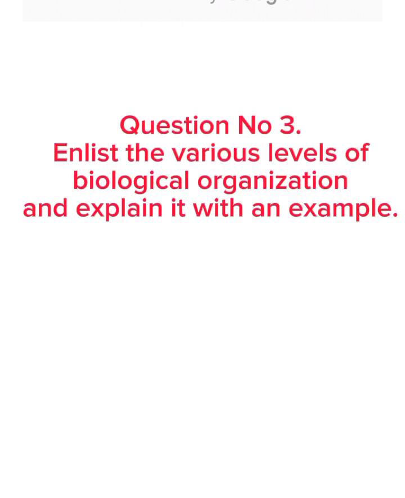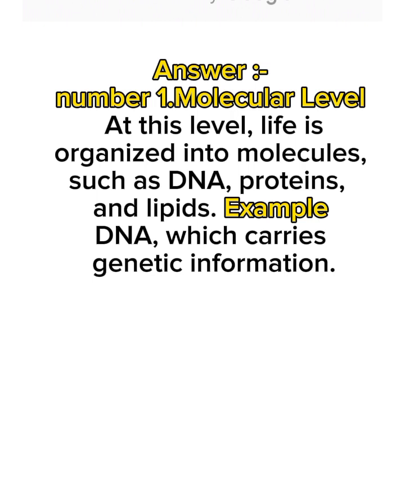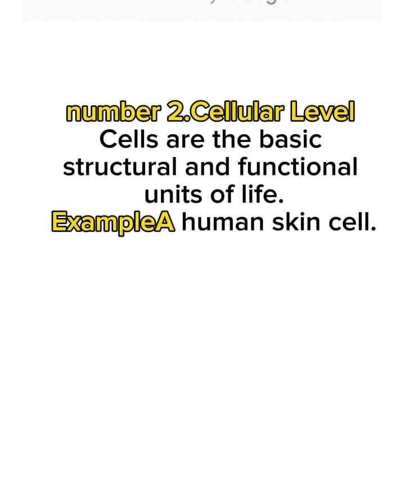Question number 3. Enlist the various levels of biological organization and explain them with an example. Answer. Number 1. Molecular level. At this level, life is organized into molecules such as DNA, proteins, and lipids. Example: DNA, which carries genetic information. Number 2. Cellular level. Cells are the basic structural and functional units of life. Example: a human skin cell.